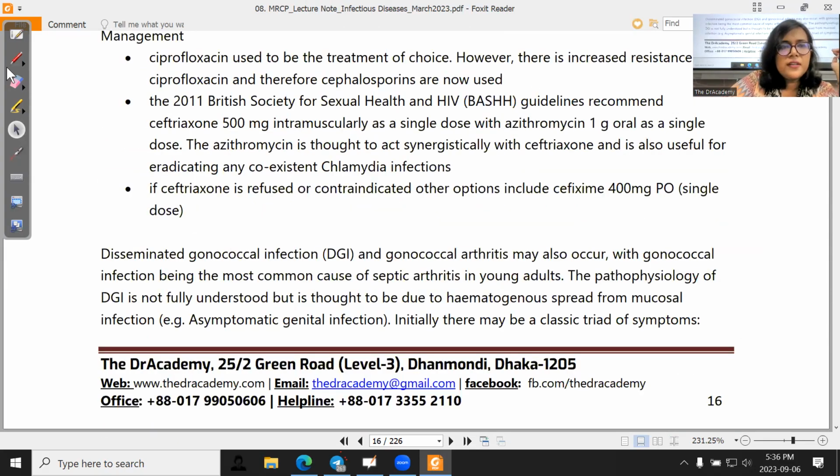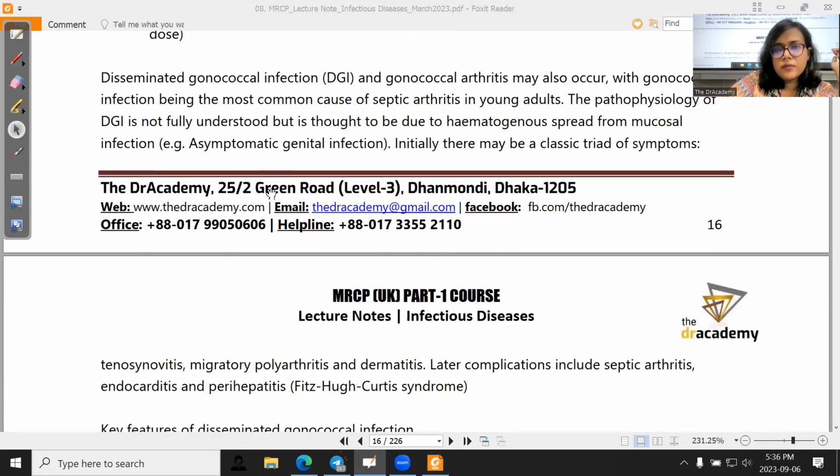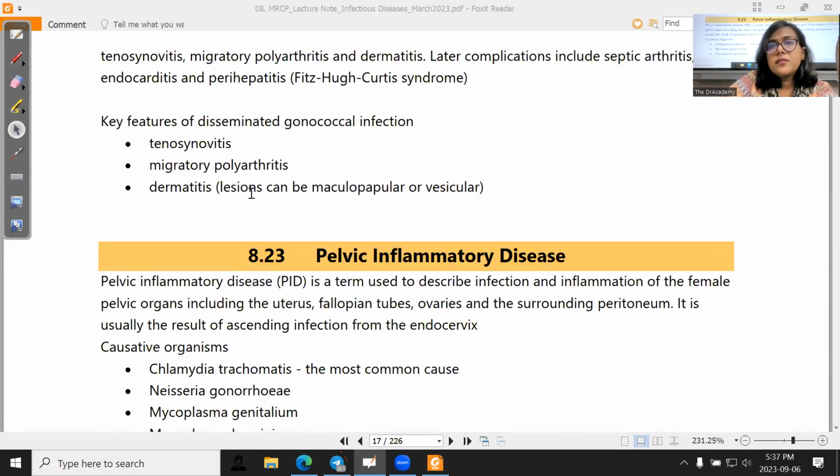Is it getting a bit difficult? Okay. So for treatment of chlamydia, Dr. Kobir? Okay, very good. And treatment of gonorrhea? Yes?